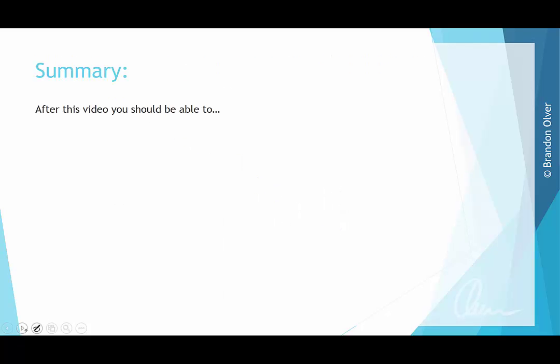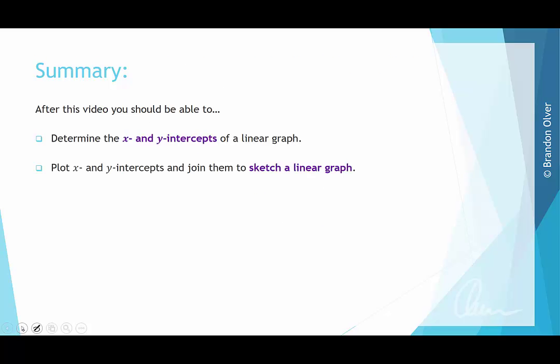So after this video, you should be able to determine the x and y intercepts of a linear graph. You should be able to plot the x and y intercepts and join them to sketch a linear graph. And finally, you should be able to correctly label key features of linear graphs with their coordinates.